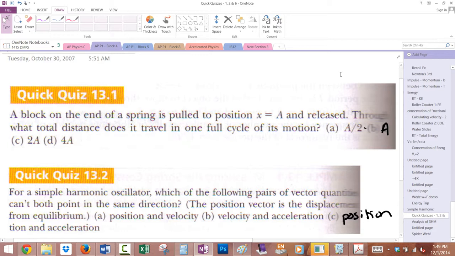So for number 1, we have 1, 2, 3, 4. You want to hold your board up for me? Got a bunch of D's and a C. Let's take a look at number 1. Somebody want to defend their answer for number 1?